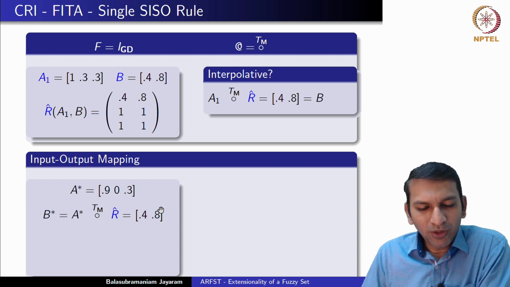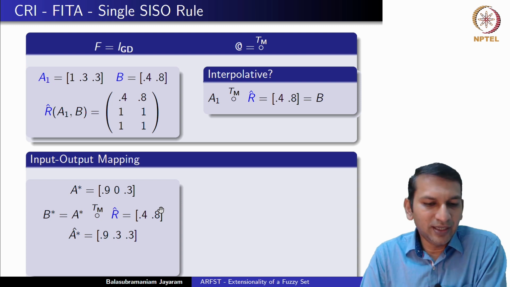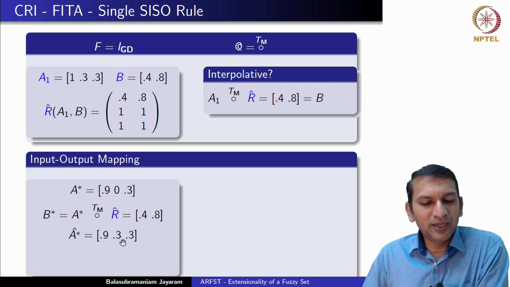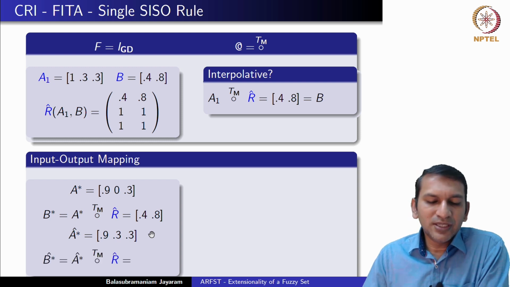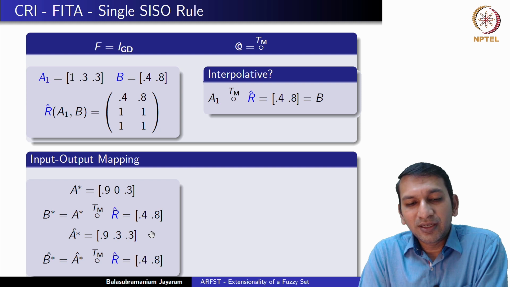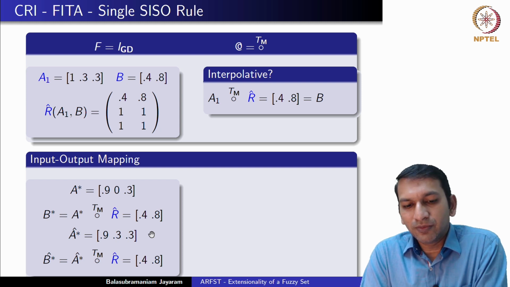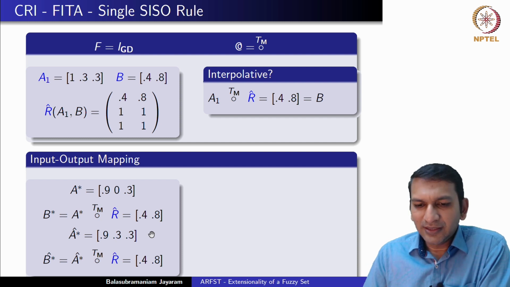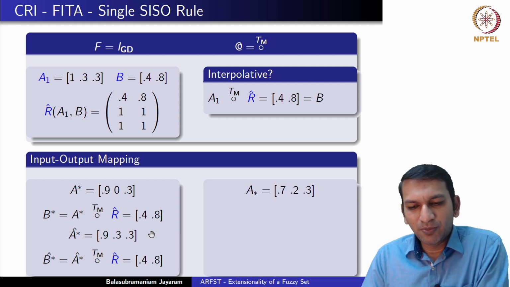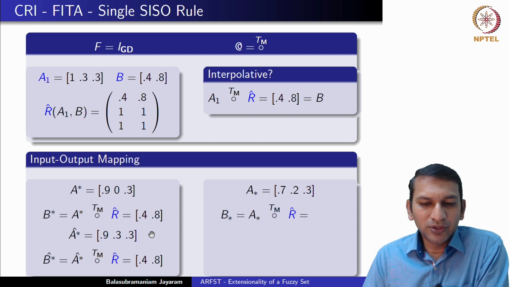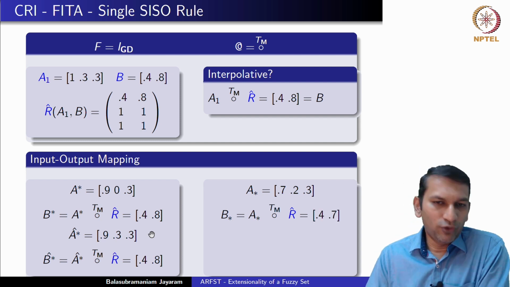Well, now what we'll do is we'll give another input which is slightly different. So you see in the middle component it is 0.3. And if you do the same calculation, we still continue to get the output as the fuzzy set 0.4, 0.8. Now, let's change the input to something else, 0.7, 0.2, 0.3. And if we give this as the input to the system, the output is 0.4, 0.7.